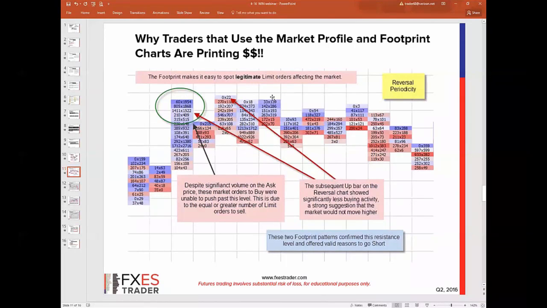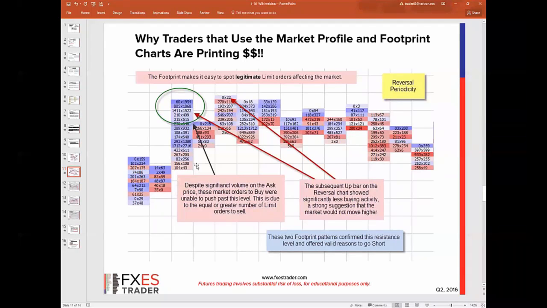Here's an example as it makes it easy to spot legitimate orders affecting the market. Many times when you see anything by something instead of a 0 by something or a something by 0, that tells you many times that that's an incomplete auction and that we will go back up there. So in this particular case, we zoomed all the way up through a couple of blocks of prices, stopped at the 60 by 1954, pulled back. Those understanding how the footprint works automatically are saying to themselves, there's a really good chance we're going back up there again to try and complete the auction. Sure enough, we rotated back up, completed it.